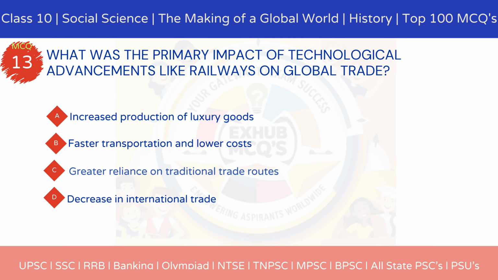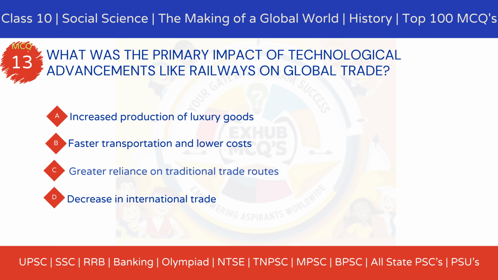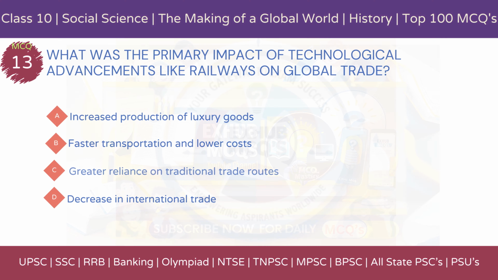MCQ 13. What was the primary impact of technological advancements like railways on global trade? Option A, increased production of luxury goods. Option B, faster transportation and lower costs. Option C, greater reliance on traditional trade routes. Option D, decrease in international trade.